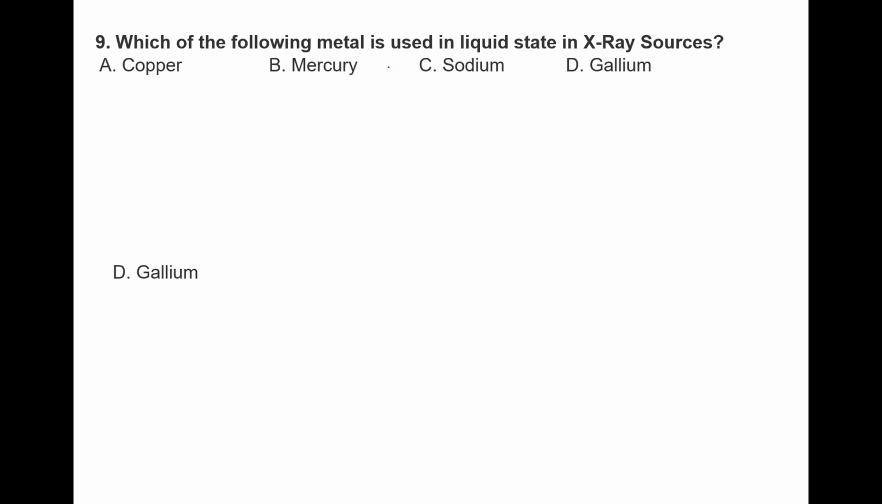Then, which of the following metals is used in liquid state in X-ray sources? So if you see the X-ray sources, one is your copper, another one is your gallium. Liquid sodium and liquid mercury will not give you an X-ray source, that will not give the X-rays, right? So gallium can do that, but the exception is, you remember that gallium is present in a liquid state. The copper is present in a solid state. It's a metal, right? So the answer to this question will be option D, that is gallium.